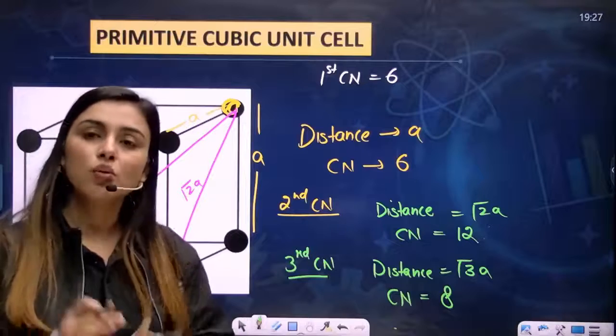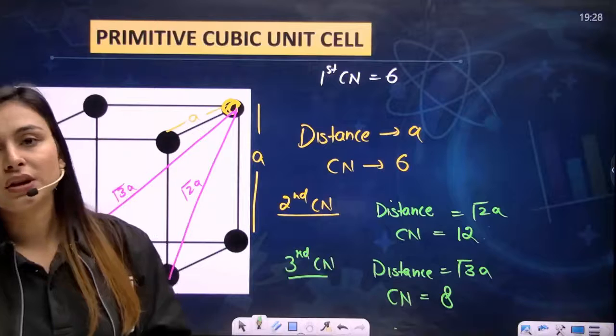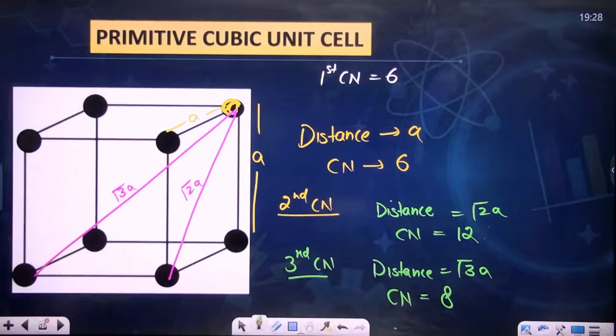So this is how you only have to find the distance, see which multiple it is, and calculate the coordination number. Okay, perfect. I hope you're clear with this. Please write it down and then we'll move forward.